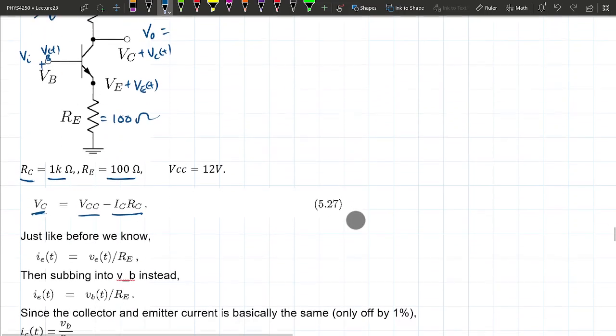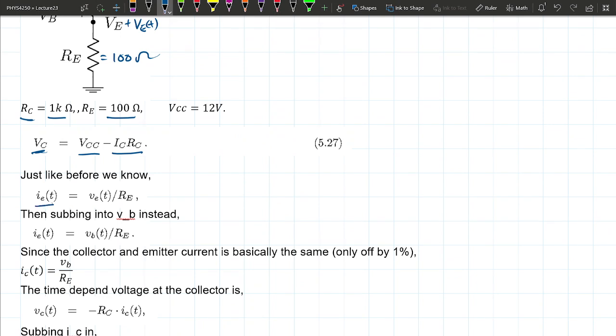Just like before, the current at the emitter is going to be equal to the voltage at the emitter divided by RE. That's the same thing as the previous circuit we just had. We're going to substitute for the voltage at the emitter with the voltage at the base, not changing this equation too much.